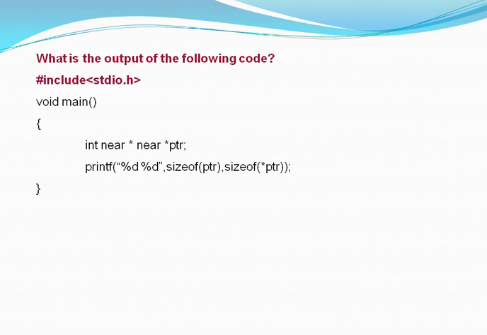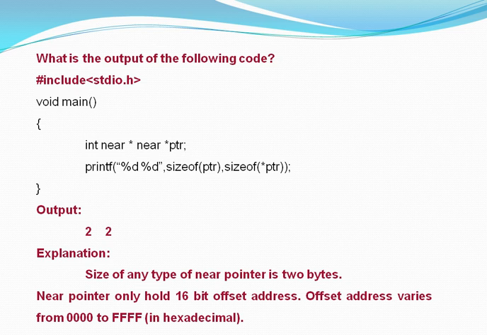So what is the output of the following code? We have declared one int near star ptr. Now we are printing the size of ptr comma size of star ptr. That means we have 2 and then 2. Explanation: the size of any type of near pointer is 2 bytes. A near pointer only holds a 16-bit offset address. The offset address varies from 0000 to FFFF in hexadecimal format.